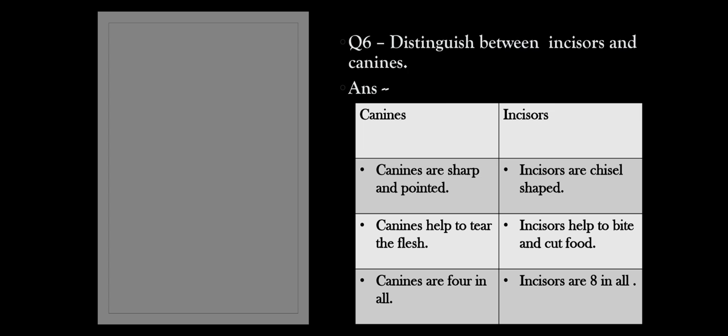Canines are 4 in all, and incisors are 8 in all. So the difference between canines and incisors: canines are sharp and pointed, incisors are chisel shaped. Canines help to tear the flesh, incisors help to bite and cut food. Canines are 4 in all and incisors are 8 in all.